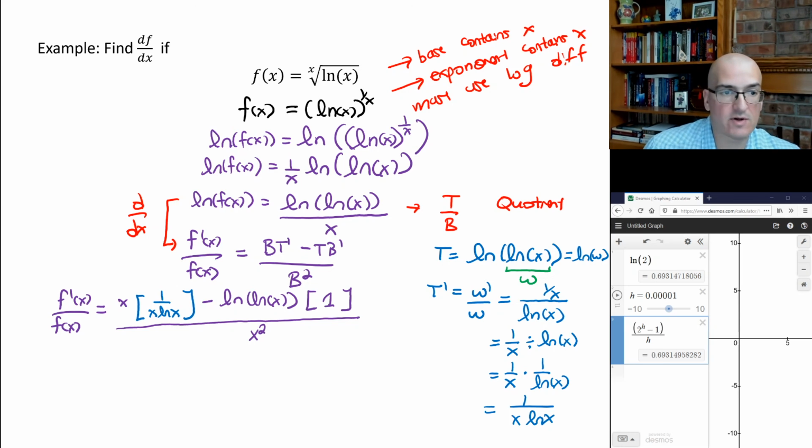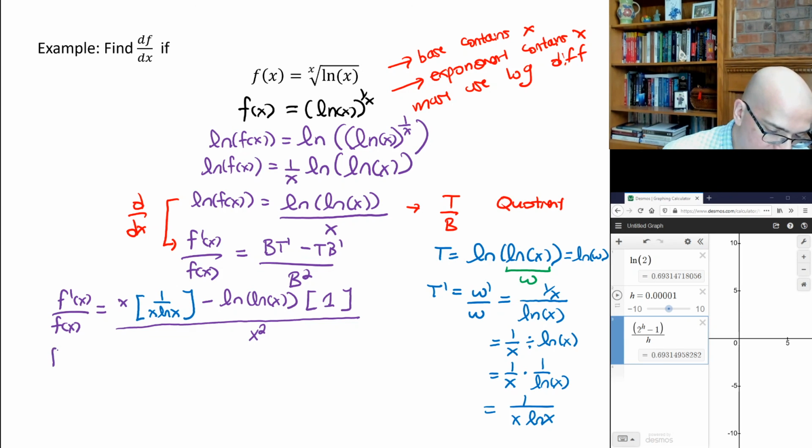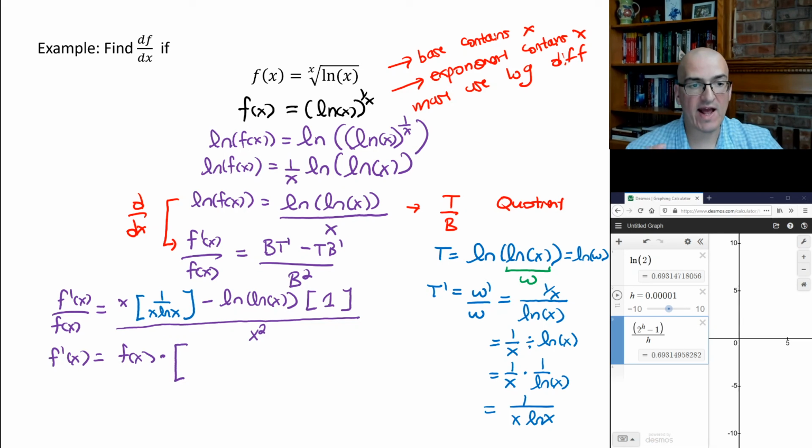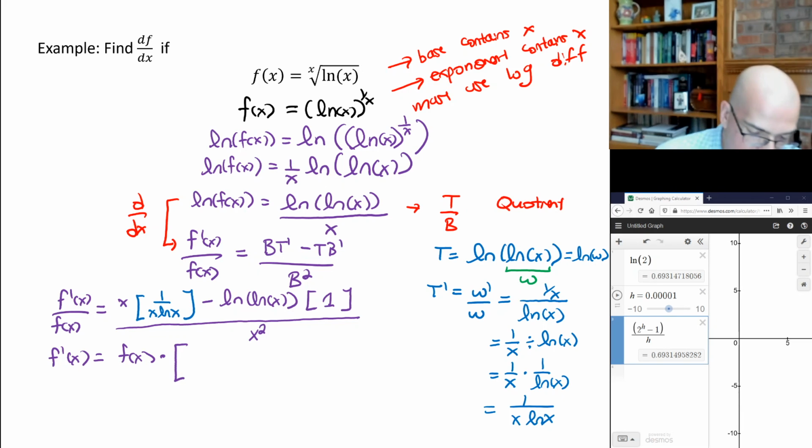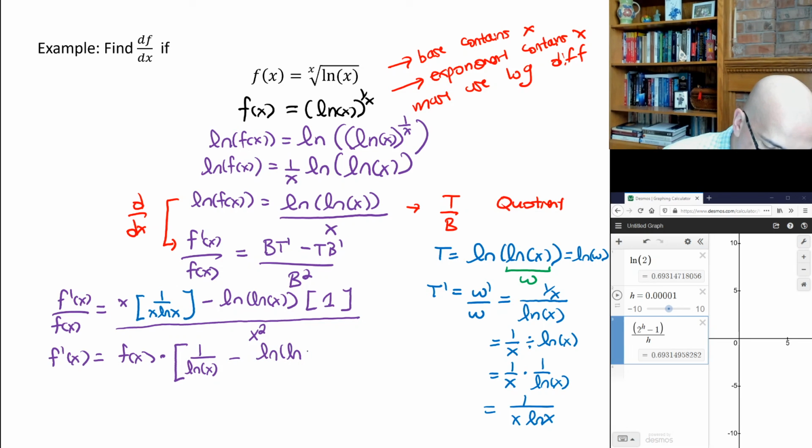Okay, next step, I'm going to cross multiply by f to isolate for f prime. So f prime of x is equal to f of x multiplied by all this stuff. Notice that that first term, x multiplied by 1 over x ln x, the x's cancel, so we just have a 1 over ln x. 1 over ln x minus ln of x all over x squared.